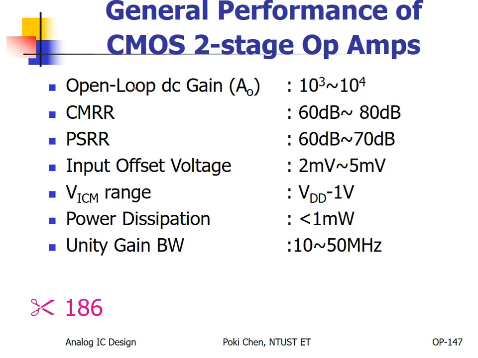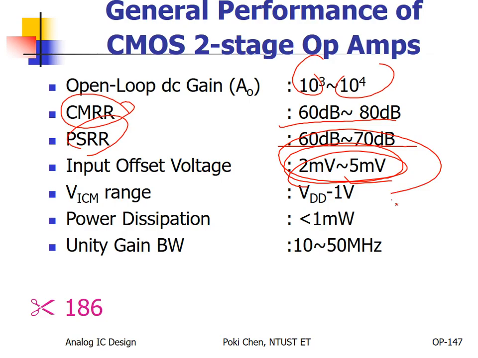And this is some kind of conclusion, some kind of general performance specification of a CMOS two-stage op-amp: the open loop gain, 3 or 4 orders of enhancement, CMR 60 to 80, PSR 60 to 80, right? Input offset, again and again, usually 2 to 5 millivolts. Please pay attention to this, okay? 2 to 5 millivolts times 10^4 gain means the DC output voltage is saturated already. So you must be very, very careful.